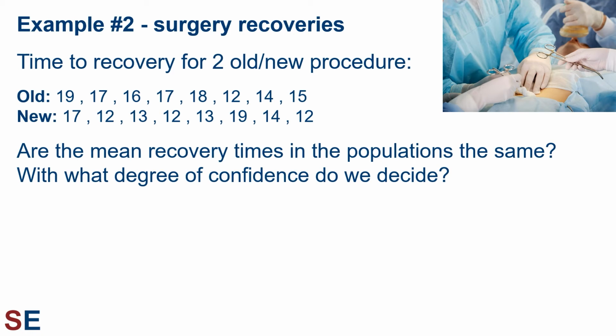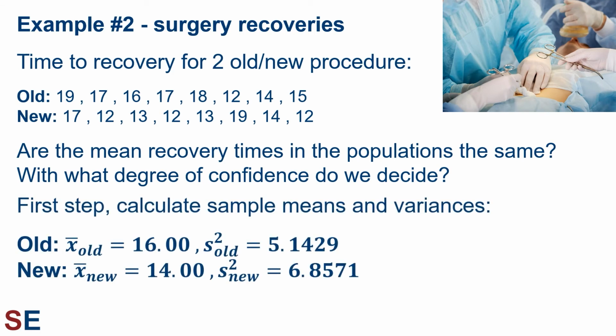We then ask if the mean recovery times for these two procedures are equal, and with what confidence do we decide. The first step is to calculate the sample means and variances for our equations. The mean for the old procedure is 16, with a variance of 5.1429, and the mean for the new procedure is 14, with a variance of 6.8571. Based on these, it looks like the new procedure may have a shorter recovery time, but we don't know if this is genuine unless the difference is statistically significant.